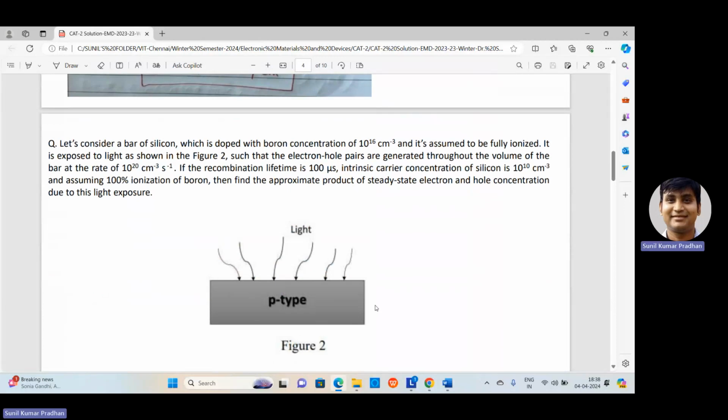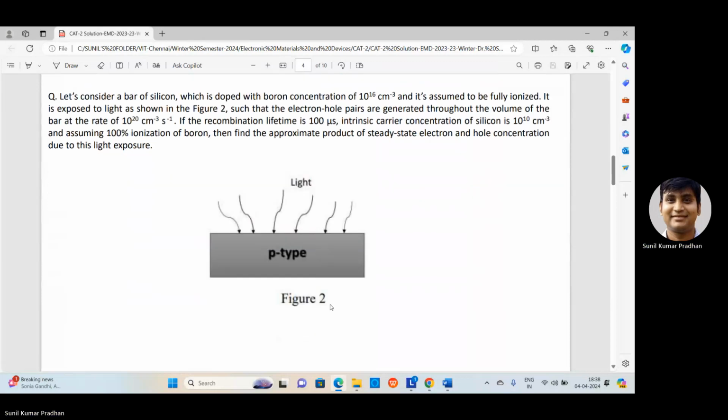Now the next question will go. Let's consider a bar of silicon, which is doped with a boron concentration of 10 to the power 16 per centimeter cube. That means boron is a trivalent impurity, right? So when a trivalent impurity is added to silicon, then it is a p-type semiconductor. So that part is sure. That is why in the figure it is mentioned p-type silicon. Why? Because of the doping of trivalent impurity, that is here the boron concentration.